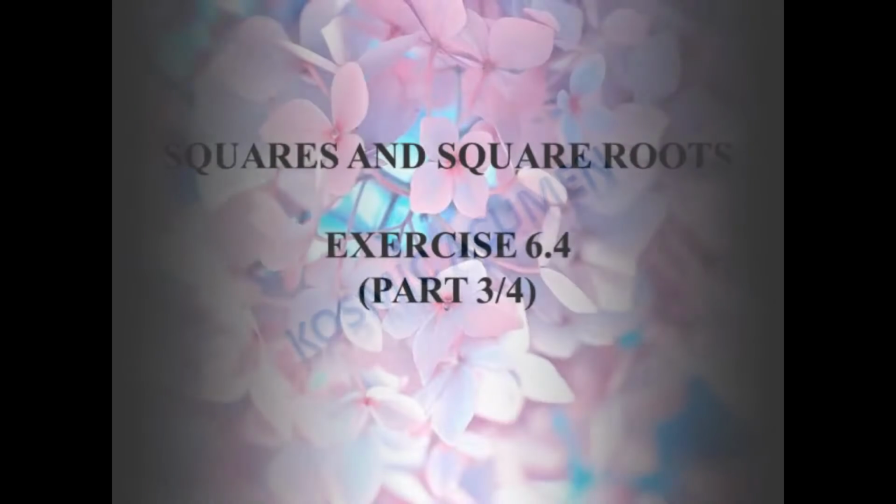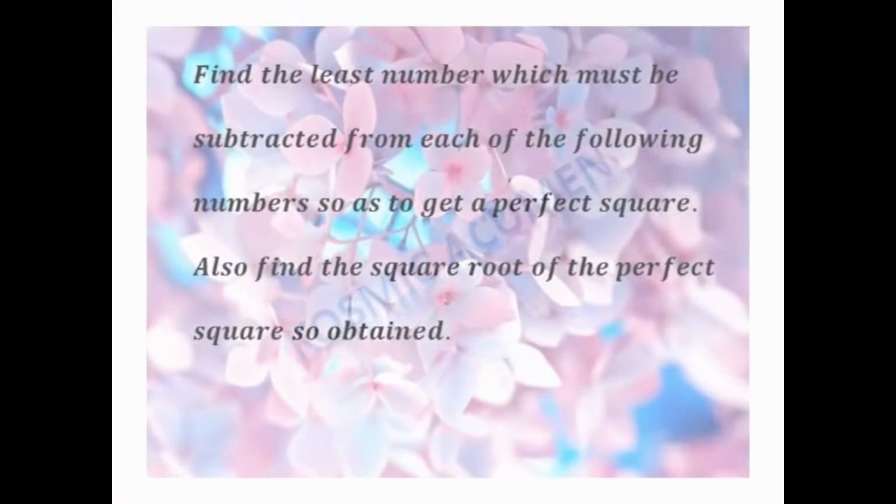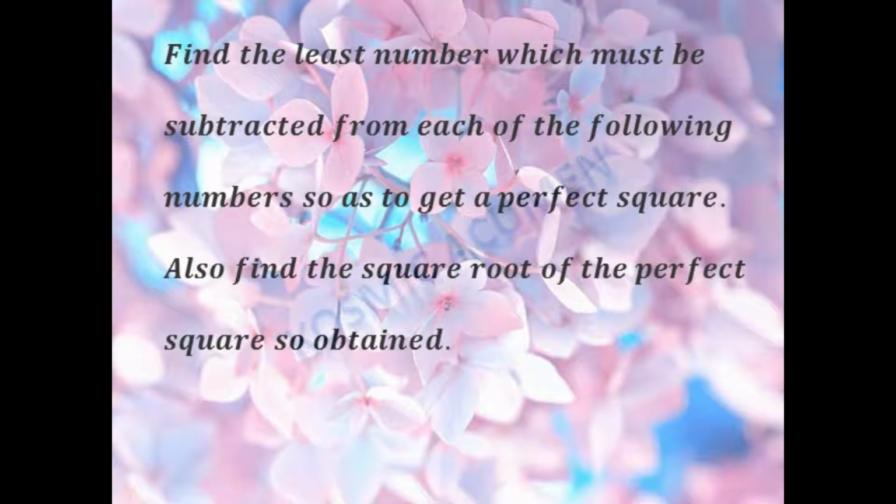Hello everyone. Here we'll be taking up the next two questions in exercise 6.4 of chapter squares and square roots. So coming on to this question here, find the least number which must be subtracted from each of the following numbers so as to get a perfect square number. Also find the square root of the perfect square.